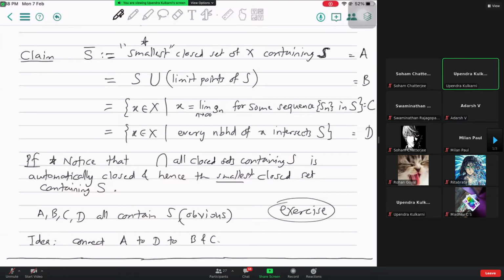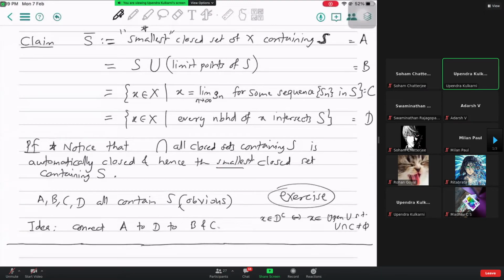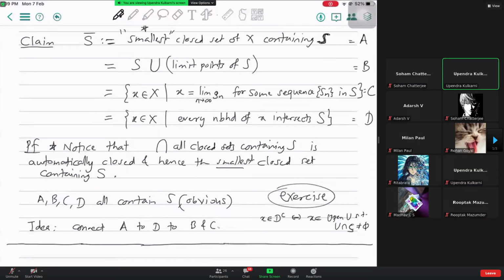X is in D complement if and only if there is some neighborhood of, let's write this down, X is in open U such that U intersection C is phi. Correct? Sorry, U intersection S. What am I saying? Just help me here, please. Is that correct? Yes, sir.